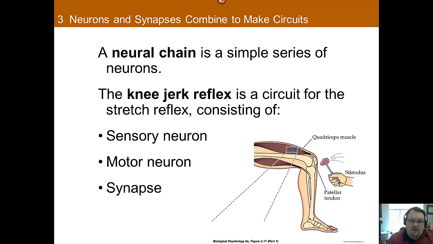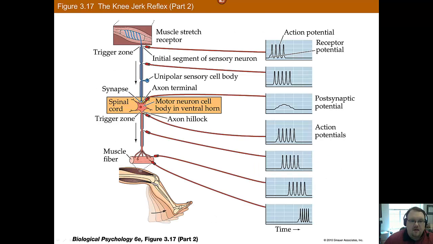And a really good example of this is the knee-jerk reflex. So this is something that you probably have been subjected to at the doctor's office as well. The circuit consists of sensory neurons, a motor neuron, and a single synapse where the sensory neuron communicates to the motor neuron. So it's a very, very simple reflex. What happens is, well, here, I'll go to the next slide and show you.